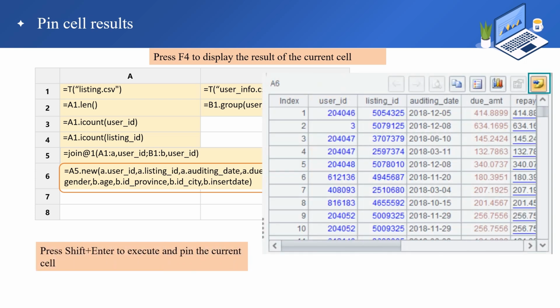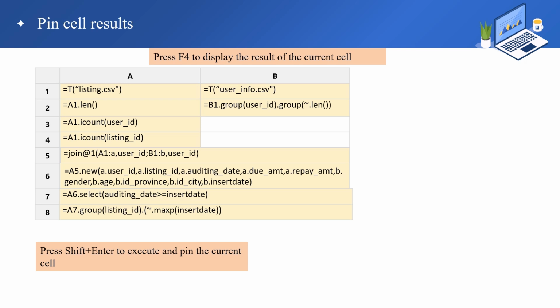After execution, you will see that the result panel displays the result of A6, and it is in a pinned state. From the previous analysis, we know that for the same order in the association result, there may be multiple user data. Now we want to select the correct data by the order date and the user data update date. To do this, two conditions should be met. One is that the order date must be later than the user data update date, that is, the historical order cannot be associated with future data that has not occurred yet.